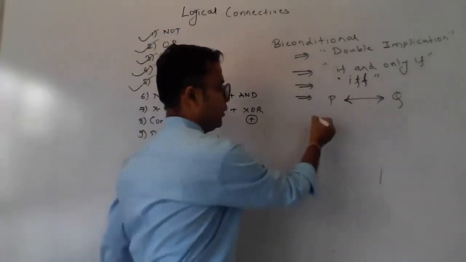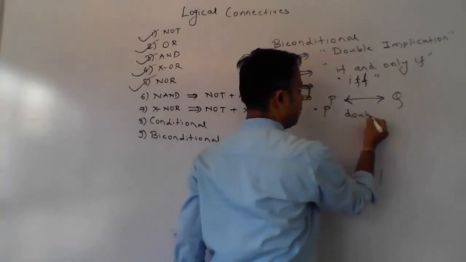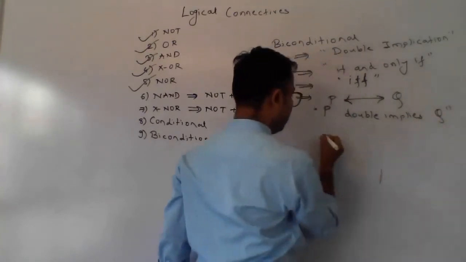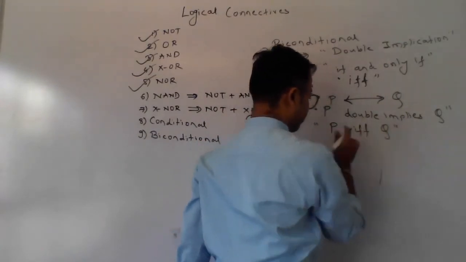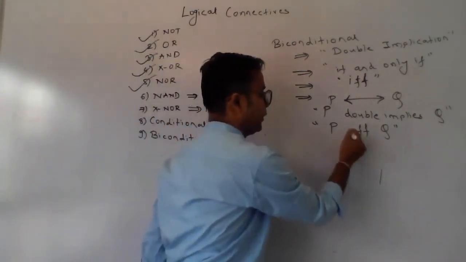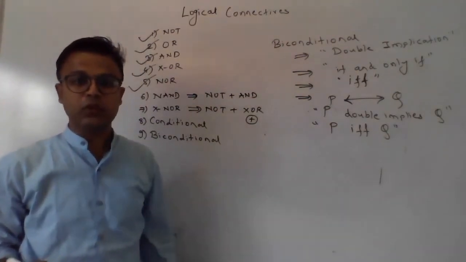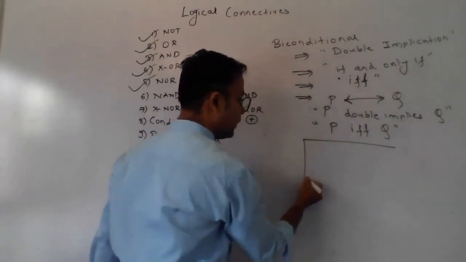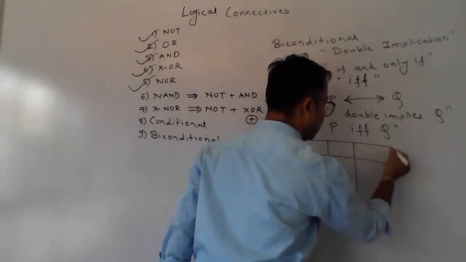How can you read this? P double implies Q, or it can be written like P if and only if Q. So this is about double implication. Got it? Now let us see its truth table. And the truth table of biconditional is exactly the same as that of your XNOR. XNOR is nothing but biconditional.